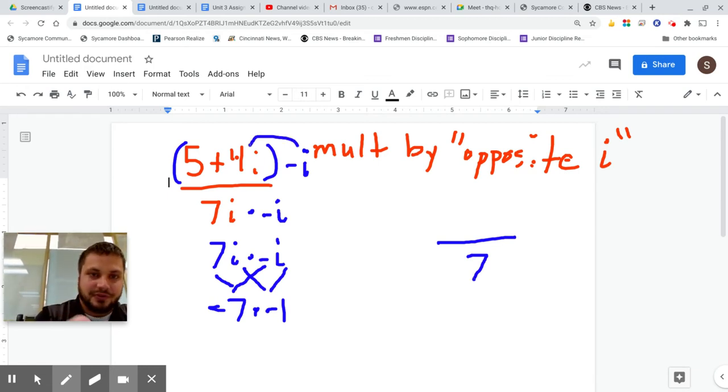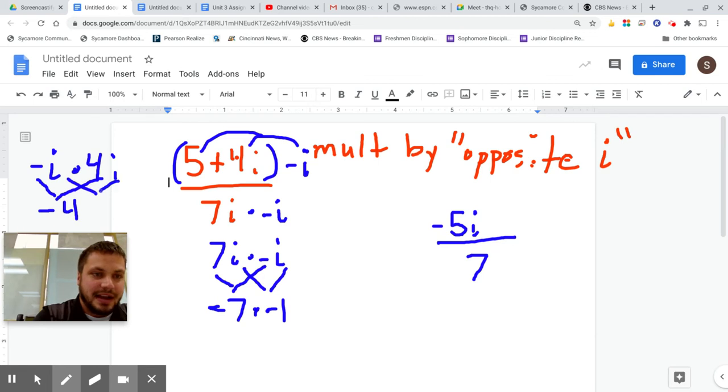Now I'm just going to distribute through to the top. Negative i times 5 is negative 5i. That's pretty easy. Now I've got negative i times 4i. Again, the negative sign counts as a negative 1, times 4 is negative 4. i times i is negative 1, so that's a positive 4, and that one's done.